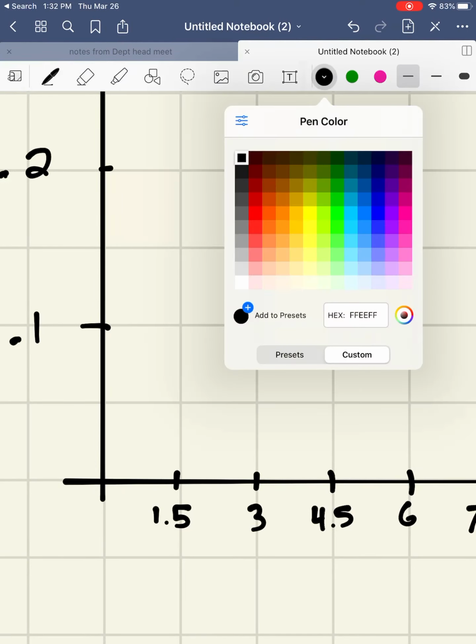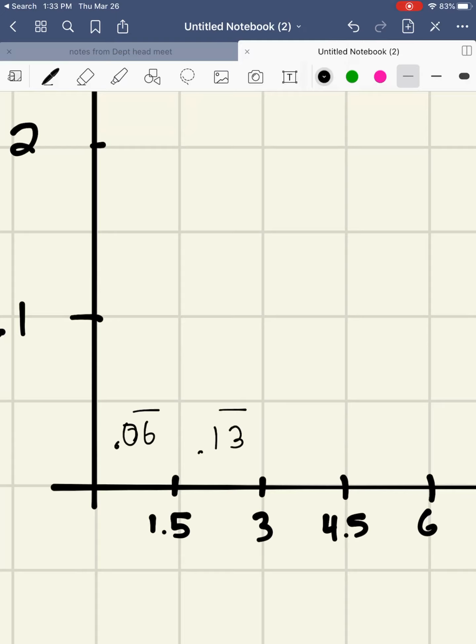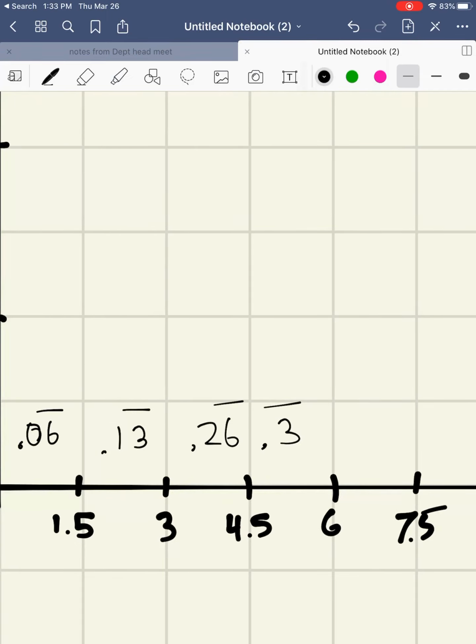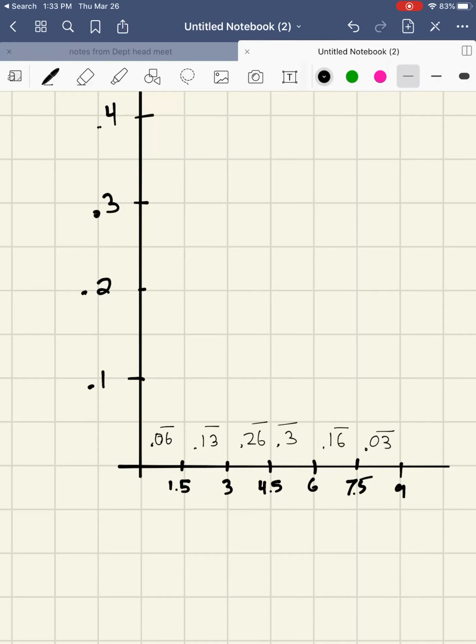And again, what I'm going to do is put the values in there. So this one should be 0.06 repeating, 0.13 repeating, and this is so I don't have to keep referencing my chart. 0.26, 0.3 repeating, 0.16 with the 6 repeating, and 0.03 repeating.